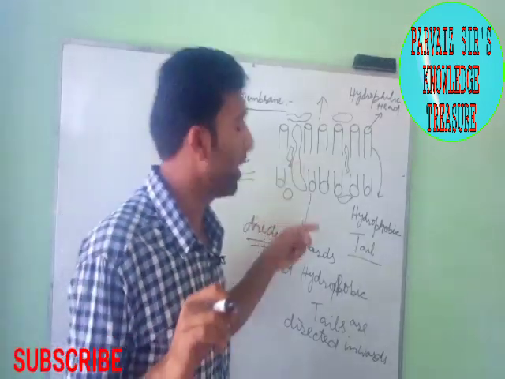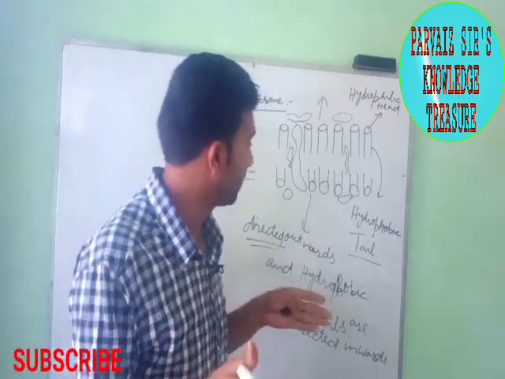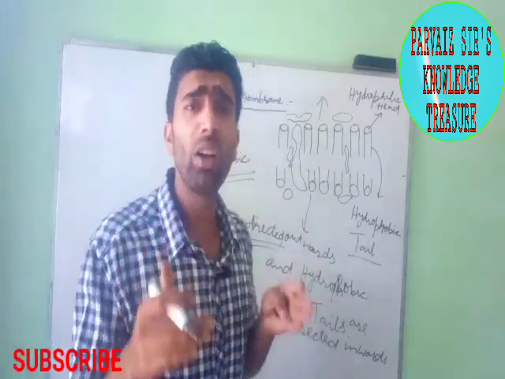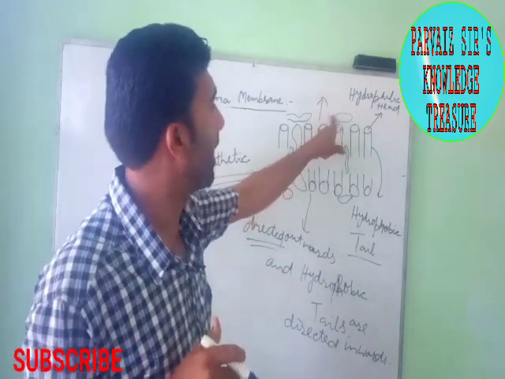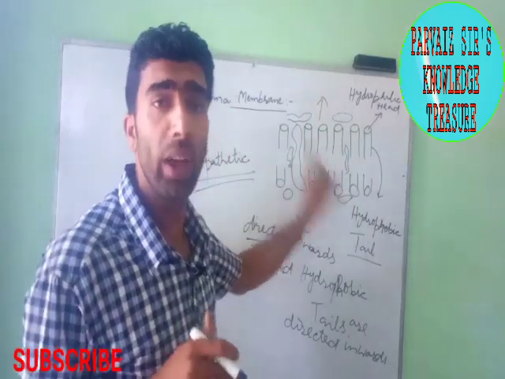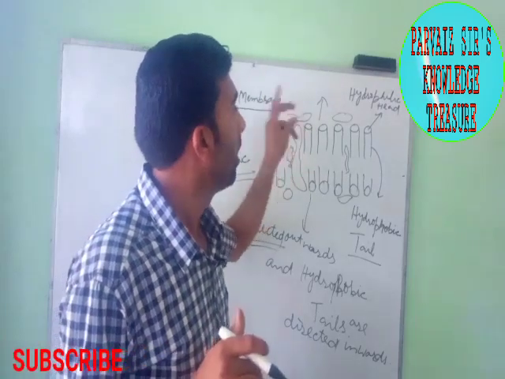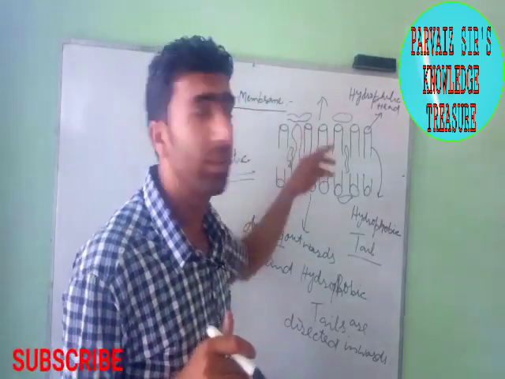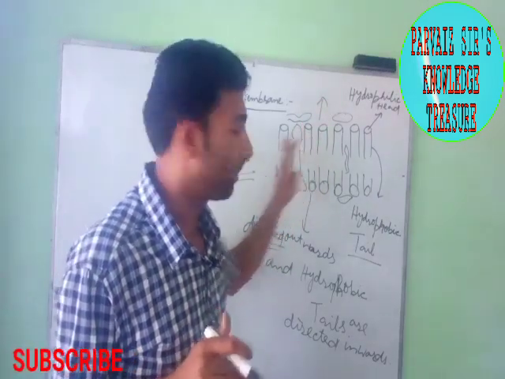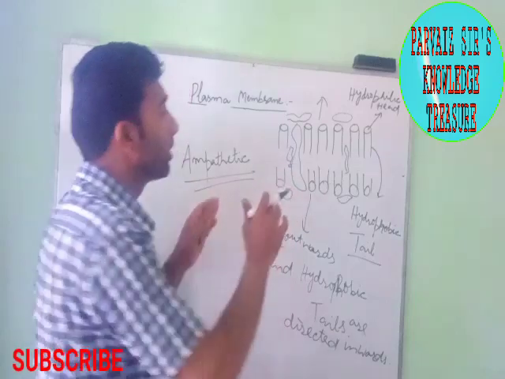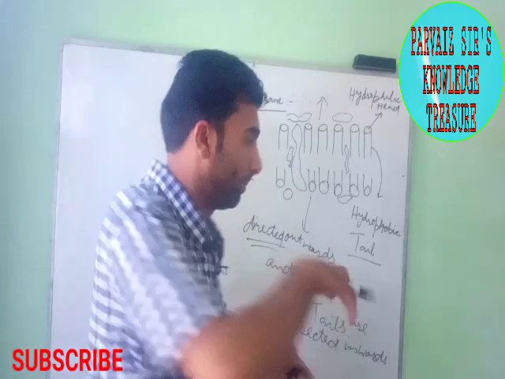Now, in addition to the lipid bilayer and proteins, there are also carbohydrates present. If the carbohydrates are attached to the proteins, they form glycoproteins in the plasma membrane. If the carbohydrates are attached to lipids, then they form glycolipids in the phospholipid bilayer. And mostly they are on the outer surface of the plasma membrane.